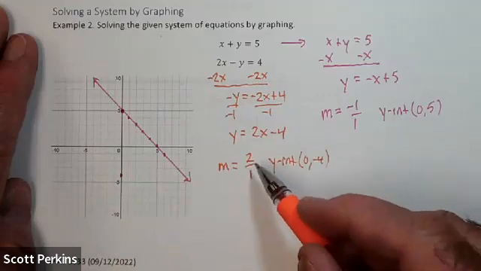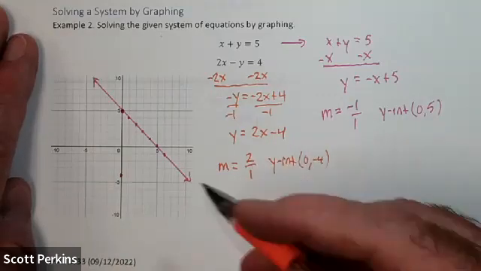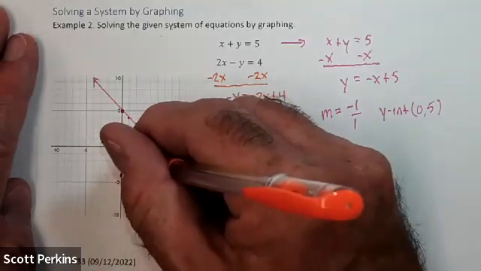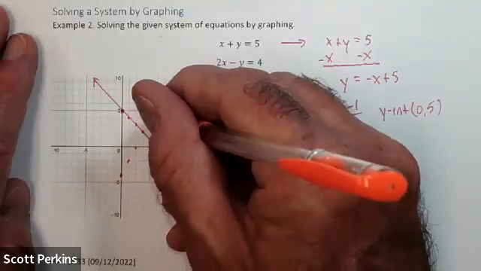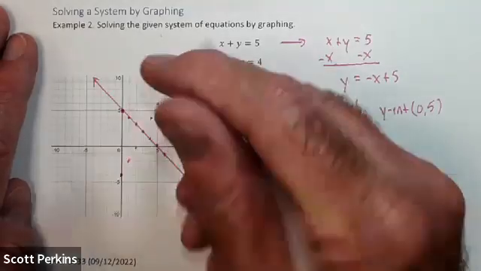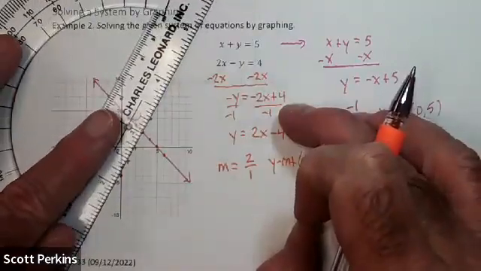So I'm going to start with the y-intercept, 0, -4. My slope being 2/1 means I'm going to go +2 in the y direction, +1 in the x. So that is 2 up, 1 right. 2 up, 1 right, 2 up, 1 right, 2 up, 1 right. One more time, 2 up, 1 right. There's all my points. I'm going to connect those dots.